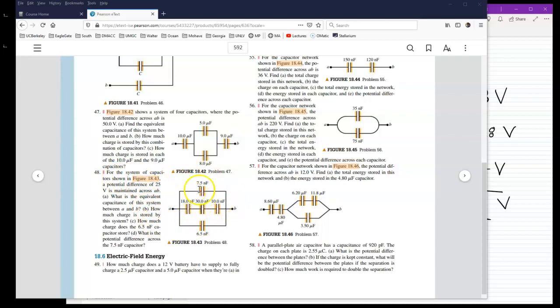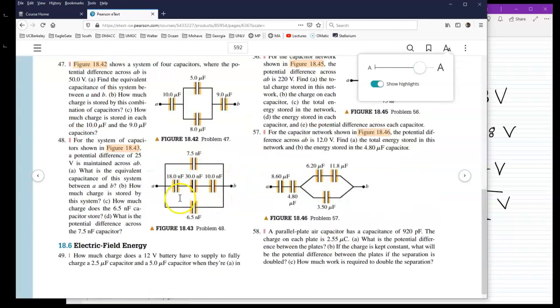See the diagram right here? It looks hard, but it's not really. And this is the problem right here. Let me make it bigger. It says, for the system of capacitors shown in the figure right here, this is figure 43, a potential difference of 25 volts. See this A and B? Think of it like a battery, okay? So the potential between them is 25. Now he's asking a bunch of questions. He said, what is the equivalent capacitance? Okay, so he wants C equivalent.